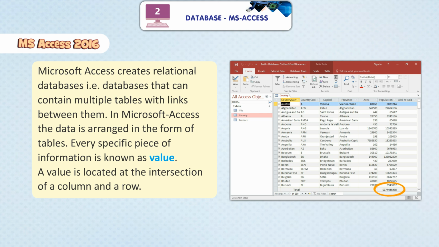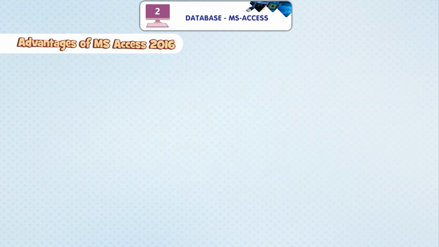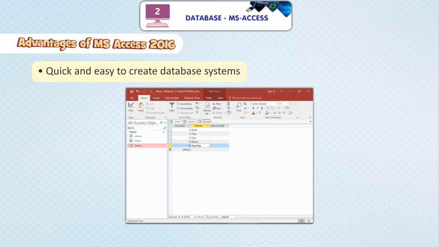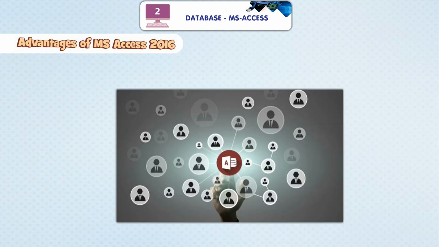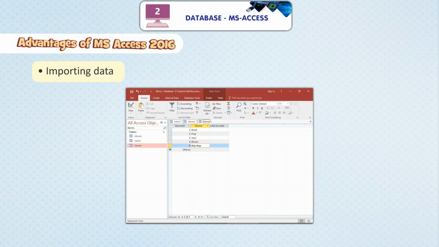In Microsoft Access, the data is arranged in the form of tables. Every specific piece of information is known as value. A value is located at the intersection of a column and a row. Advantages of MS Access 2016. Quick and easy to create database systems. User-friendly. Flexible and adaptable. Well-known, integrated, multi-user, importing data, popular.